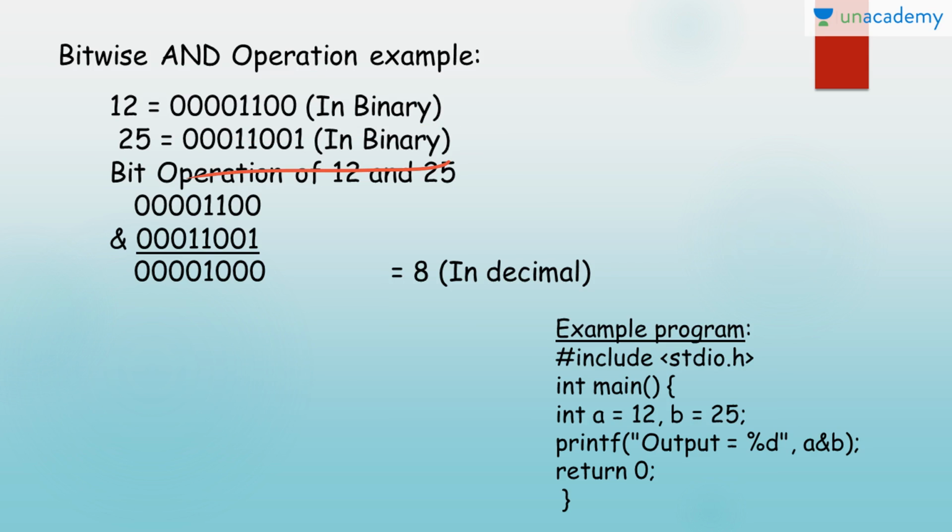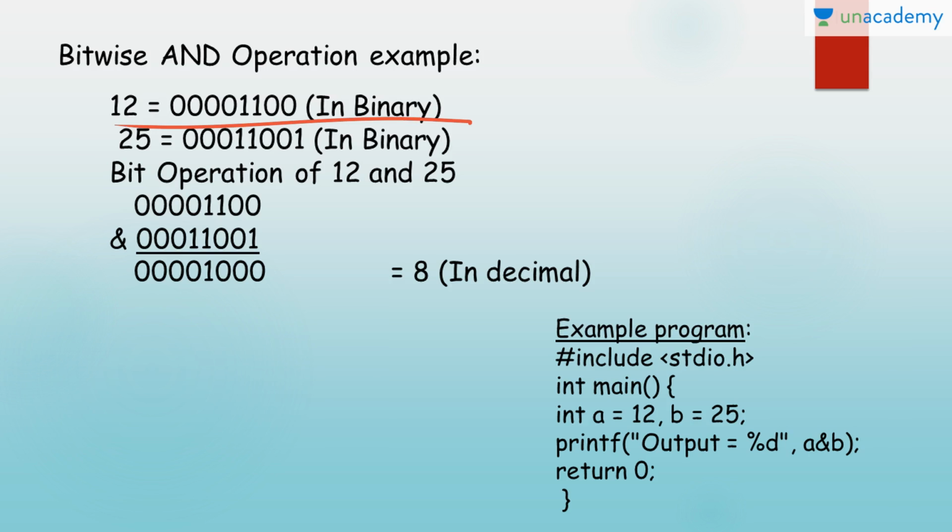See here, 2 to the power 0, 2 to the power 1, 2 to the power 2, 2 to the power 3. This is how the binary representation is converted to decimal. 2 to the power 0, 2 to the power 1, 2 to the power 2. So here 2 to the power 2 and 2 to the power 3 are given as 1. So 2 to the power 2 is 4, 2 to the power 3 is 8, 8 plus 4 is 12. So this is the binary representation of 12.